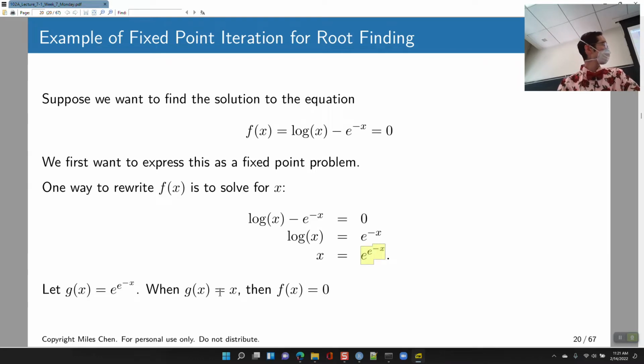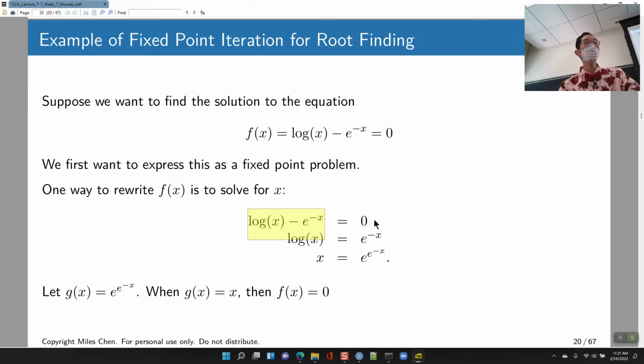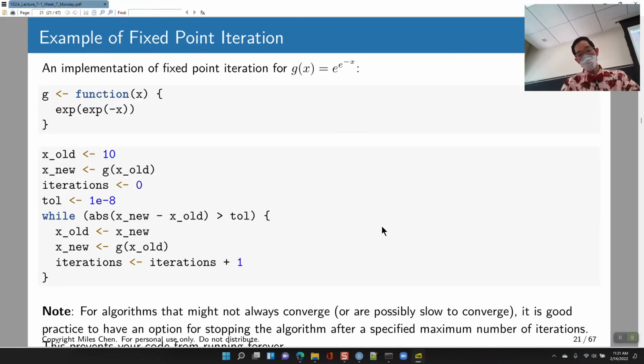And if g of x is equal to x, that's going to be at the same location where f of x is equal to 0. Right? So if e to the negative x is equal to x, that's going to be at the same spot where f of x is equal to 0. All right, let's code this up. So I have g of x equal to e to the negative x.